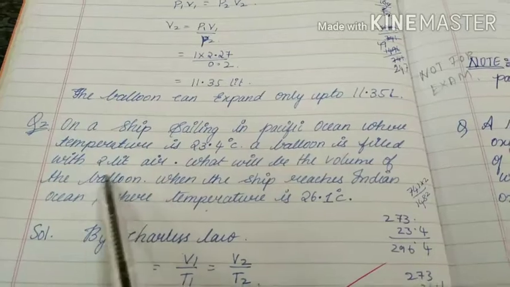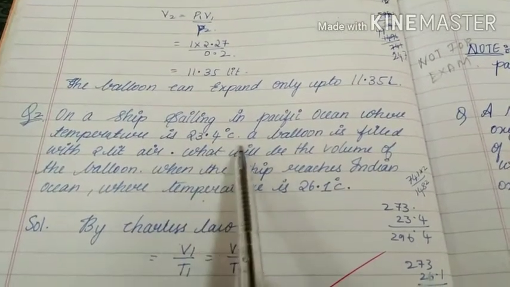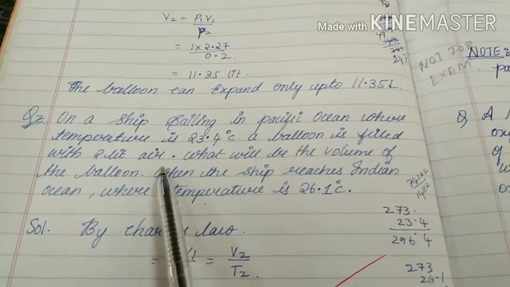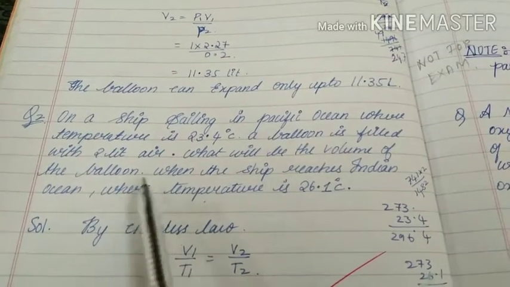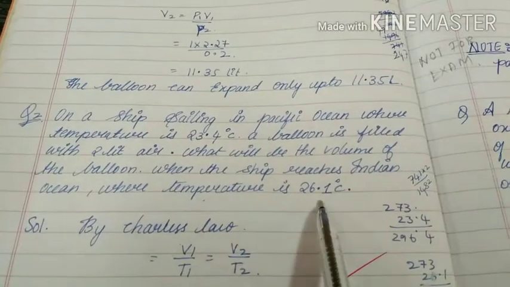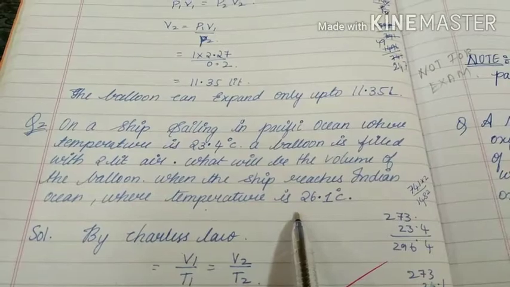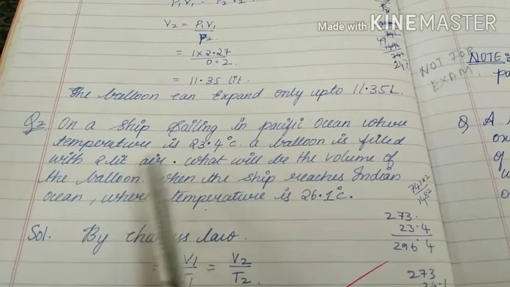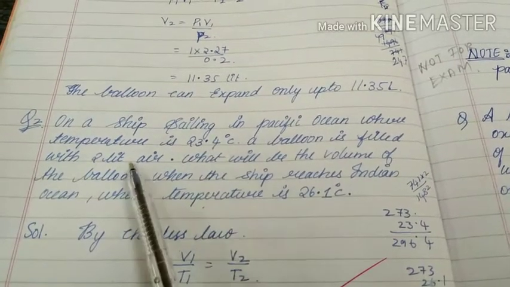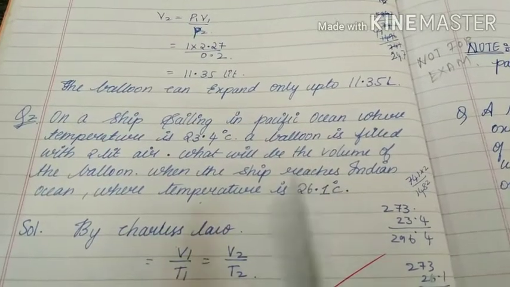One more numerical. On a ship sailing in the Pacific Ocean where temperature is 23.4 degrees centigrade, a balloon is filled with 2 liters of air. What will be the volume of the balloon when the ship reaches the Indian Ocean where temperature is 26.1 degrees centigrade? Here also 2 temperatures are given. At this temperature, this is the volume. If it is T1, this will be V1.